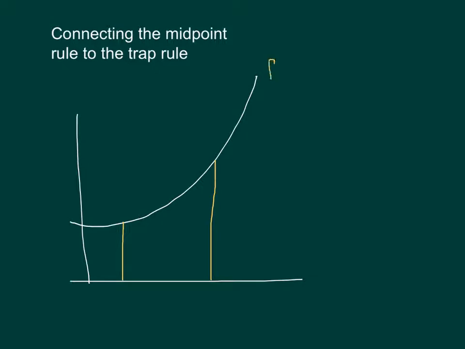So we have this function f of x. We're going to use the midpoint rule to approximate this area between a and b. And I'm going to take the midpoint of a and b. And what I'm doing is creating a rectangle that supposedly is going to approximate that area. It certainly doesn't look that way. But here's what I'm going to do.